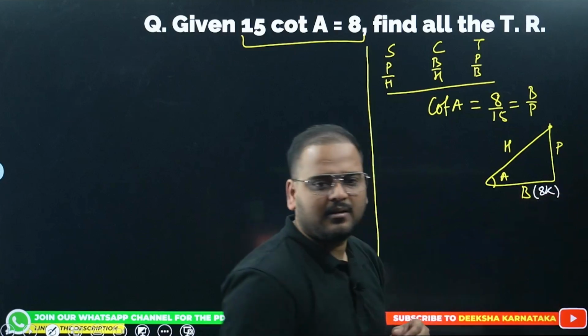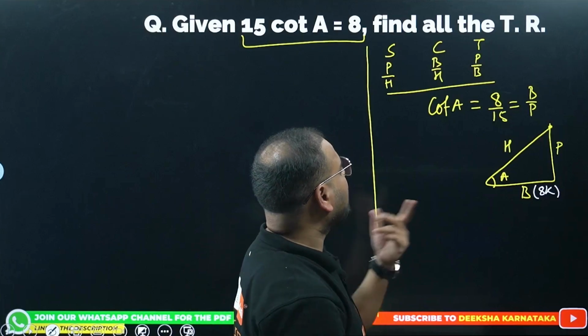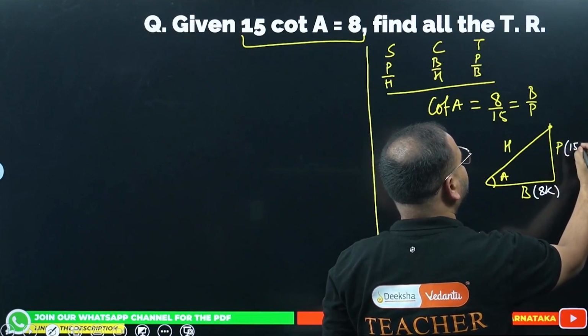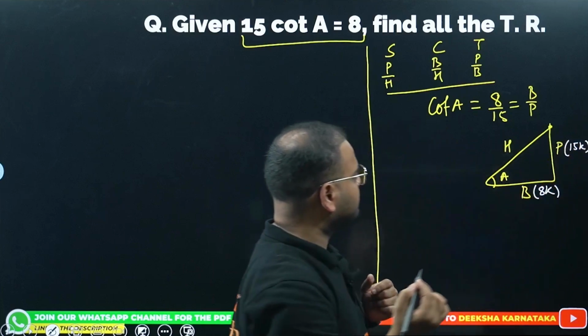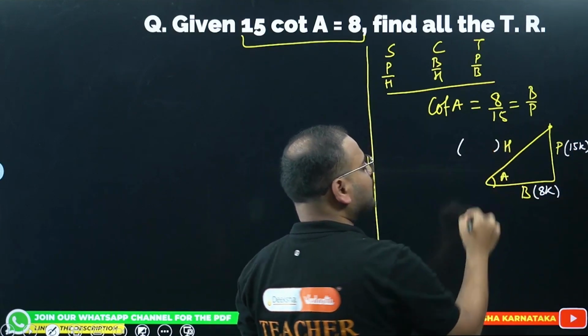So I can take it to be 8k. The k is the multiplying factor. I don't know what it is, so just assume it to be k. What is perpendicular? Perpendicular would be 15k. Right. Now what about hypotenuse? If you use the Pythagoras theorem, you're going to get what?